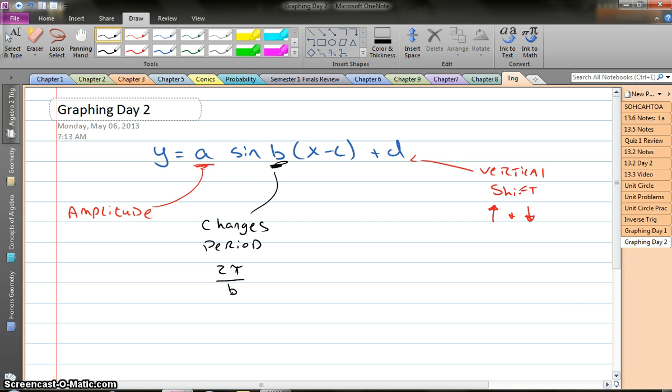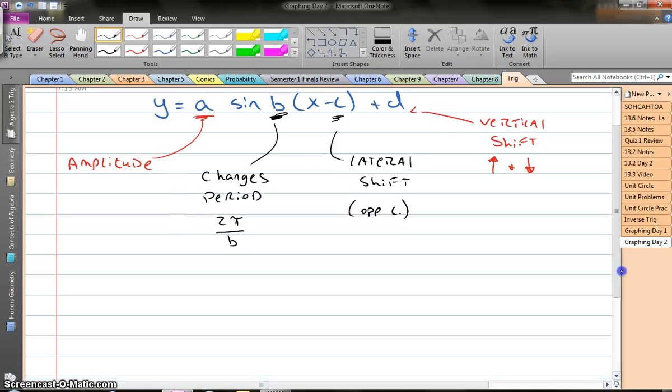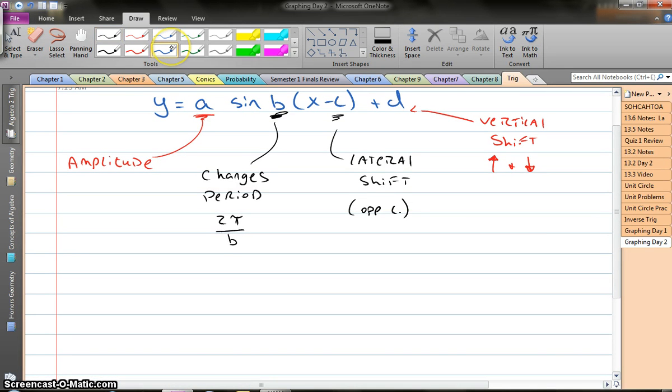Now c is going to control our lateral shifts, so that tells me left to right. Keep in mind it's always the opposite of c. Kind of like when we did conics, it was always x minus h. Treat that like our h. So that's what each piece of the formula tells us. Now we're going to examine it and draw some graphs, using what we learned yesterday and our new information.